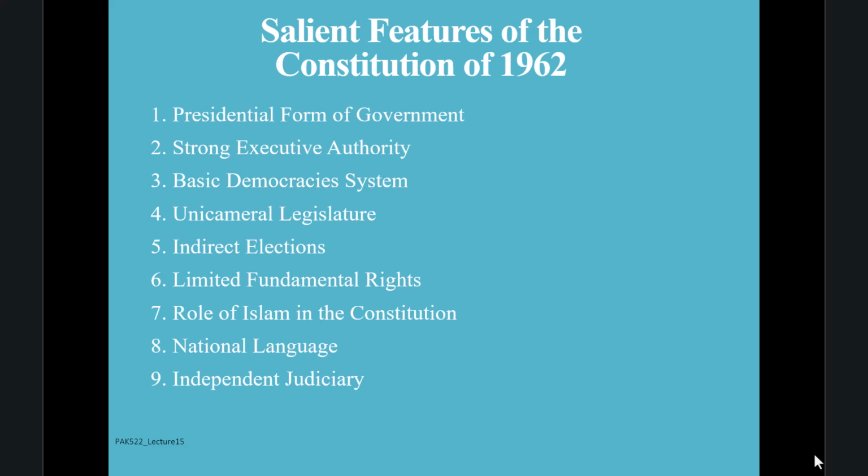The point number 6, limited fundamental rights. Initially, the Constitution did not include a comprehensive list of fundamental rights, which attracted strong criticism from political leaders and the public. Due to pressure from opposition parties and civil society, the Constitution was later amended to include fundamental rights such as freedom of speech, equality before the law, and protection of civil liberties.